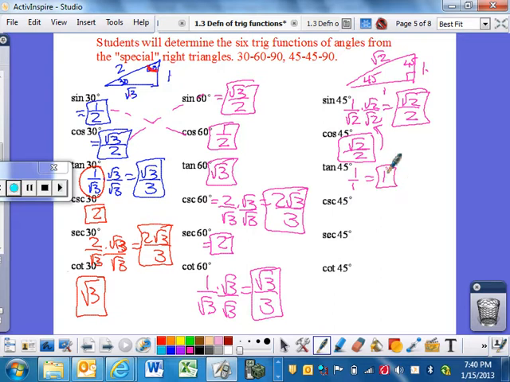And then to get the other 3, pretty easy, you just flip-flop. So once again, I'm going to go back to that original starting spot. 1 over root 2 can flip to be just the square root of 2. Secant also can be the square root of 2. And then cotangent, you just flip-flop 1 over 1 as 1. Okay? So that's the quick and easy version of your special triangles.